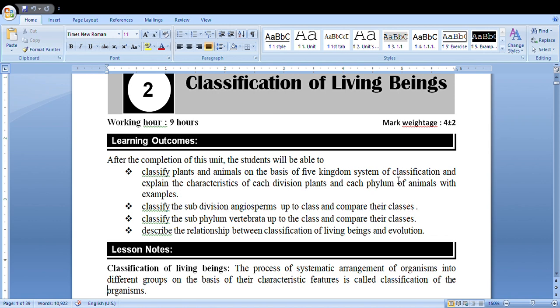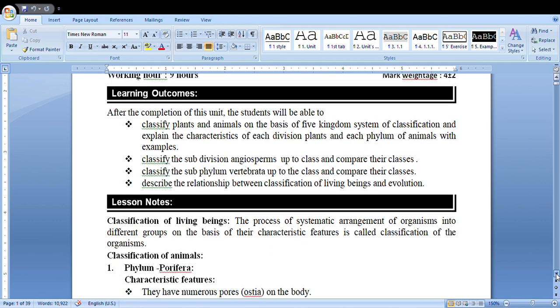And learning outcomes. After the completion of this unit, students will be able to classify plants and animals on the basis of the 5 kingdom system, and explain the characteristics of each division of plants and each phylum of animals with their examples. Similarly, classify subdivision angiosperm up to class and compare their classes. Classify the subphylum Vertebrata up to the class and compare their classes. Describe the relationship between classification of living beings and evolution. So here are some important notes drawn out from the lessons.